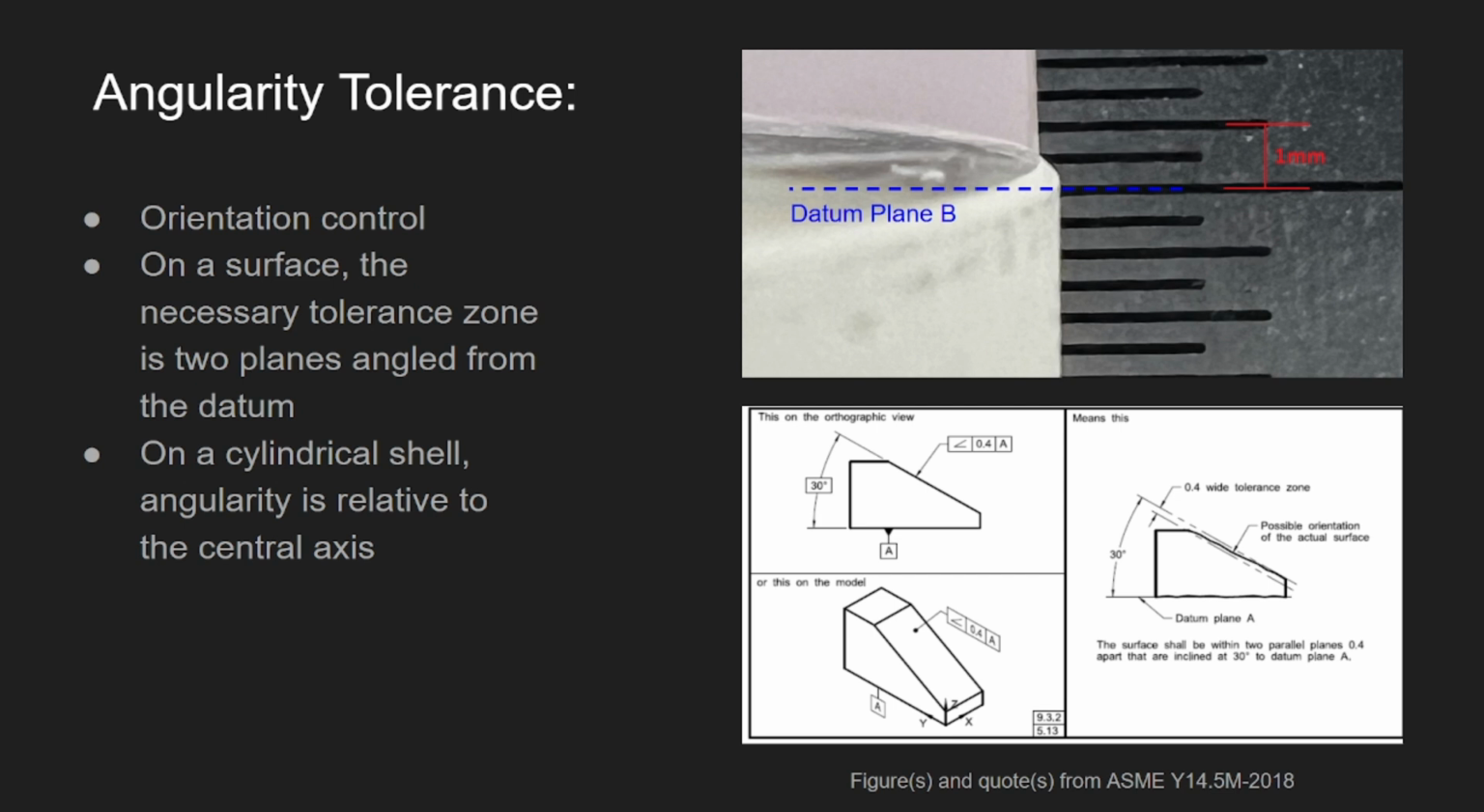Angularity is a type of orientation control that ensures that a feature or surface is at the correct angle relative to a datum within a specified tolerance zone. On a surface, the necessary tolerance zone is two planes angled from the datum. However, ours lies within a cylinder, meaning that it is dependent on the central axis. In our case, the angularity ensures that the lip surface is always at the correct angle relative to the base of the assembly, preventing lens tilt or uneven seating.